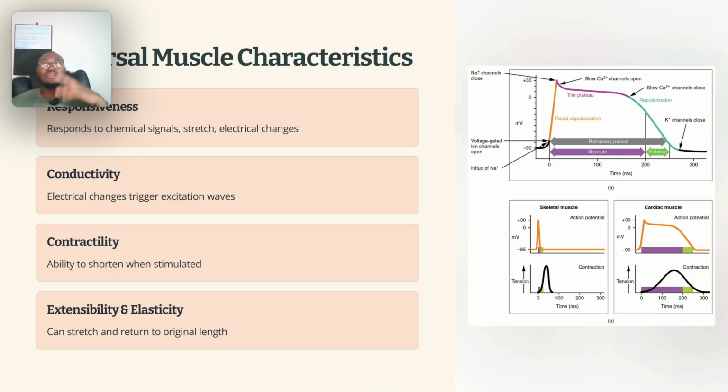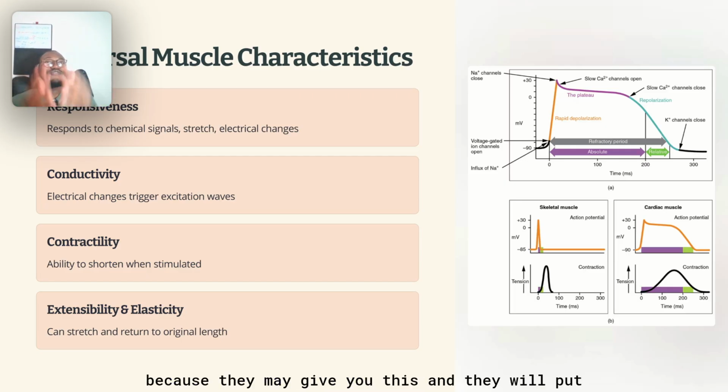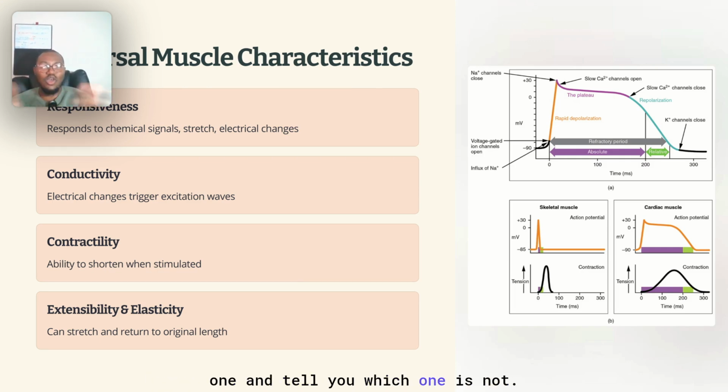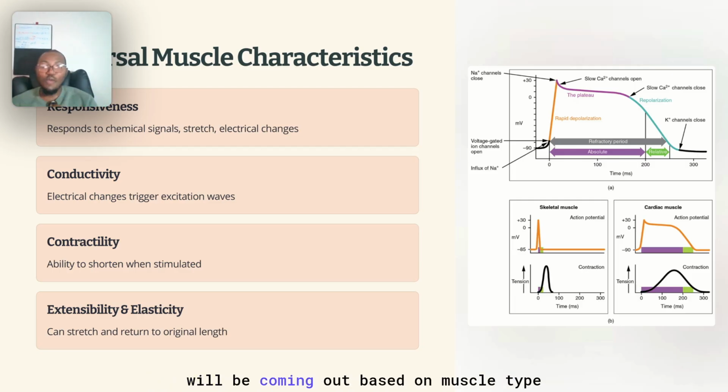The responsiveness, that's excitability, conductivity, contractility, all right? Even extensibility. So we have excitability, extensibility, contractility, and what? Conductivity. Do you understand? Because they may give you this and they will put one and tell you which one is not. Mind you, always read the question before you answer. Which one is not? You should know which ones are and know which ones are not. So you must learn this because a lot of questions will be coming out based on muscle type characteristics.